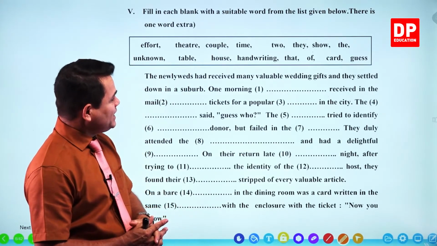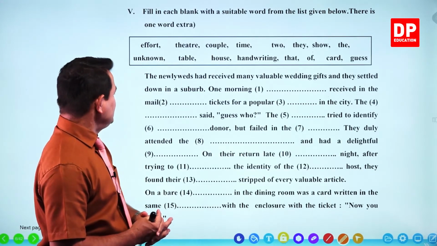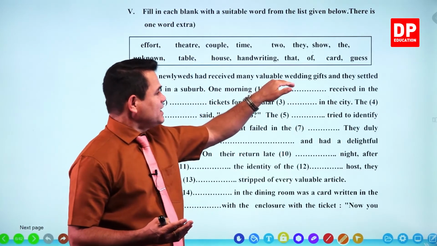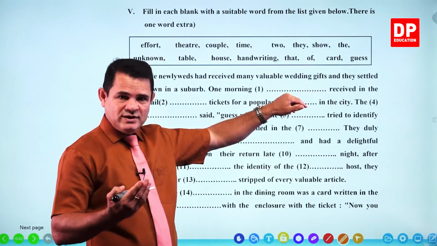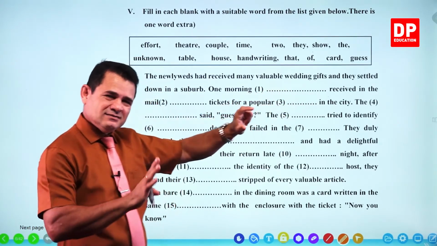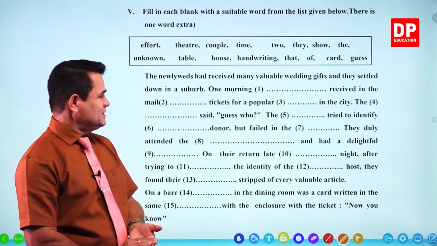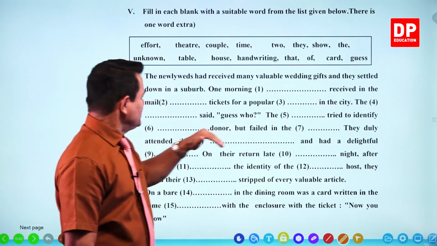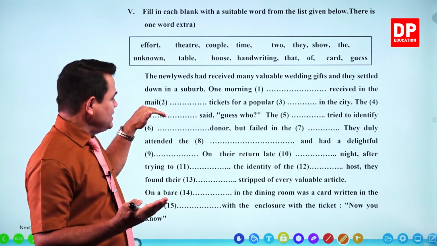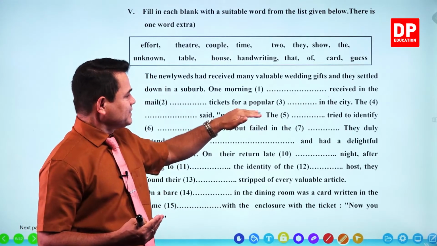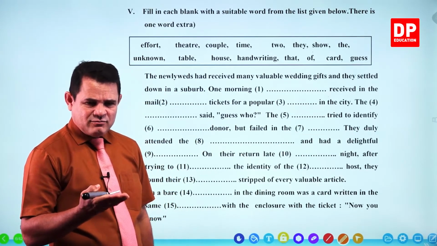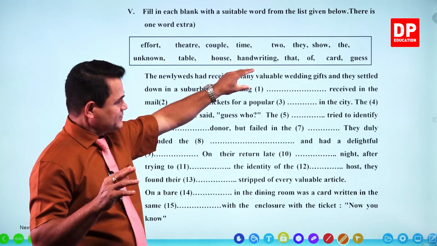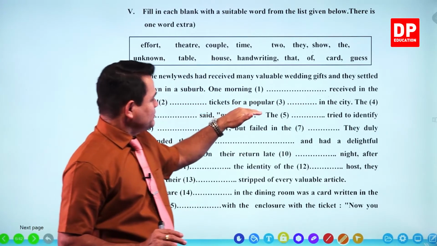The newlyweds had received many valuable wedding gifts and they settled down in a suburb. Newlyweds means a newly married couple. One morning they received in the mail tickets for a popular blank in the city. Received in the mail tickets for a popular blank in the city.